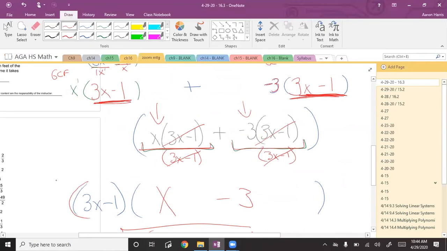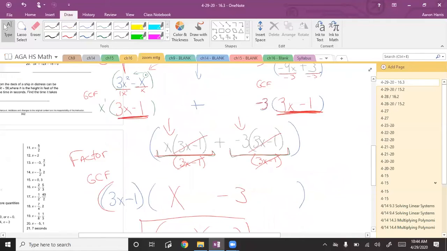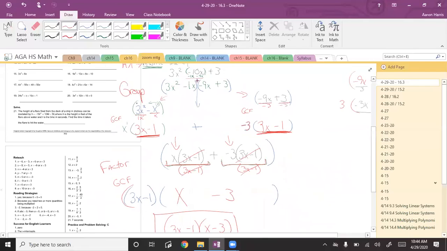So this is our new GCF. This is the second time we factor. Really the third. We factored here. We factored this. And once we got that factor, we did it again.